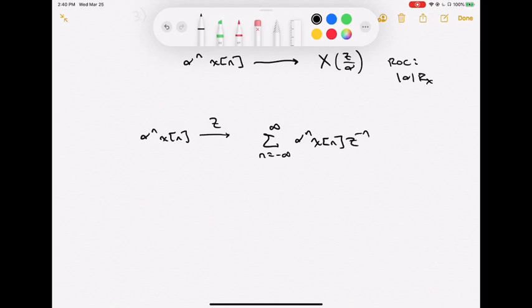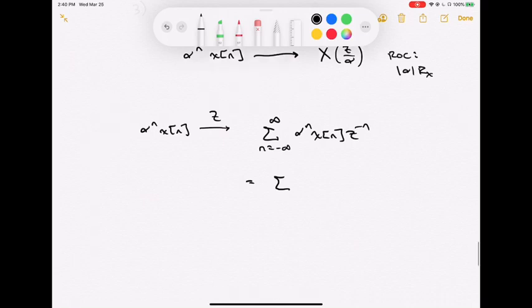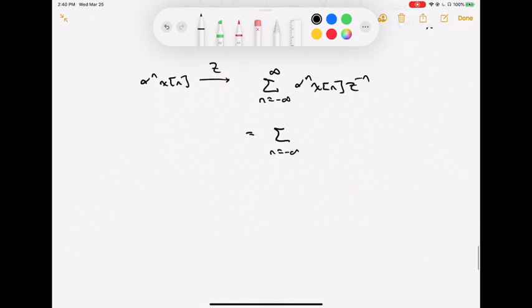I'm going to go ahead and just combine my alpha to the n and my z to the minus n. So this is a direct, easy kind of combination. I still have a sum, n going from minus infinity to infinity. Alpha times z to the minus n is just alpha to the n over z to the n. I have two different bases, but the same exponent, so I can write that as alpha by z to the n, and I'm multiplying that by x of n. What we recognize here is that this thing looks exactly like the z transform, not of the variable z, but of the variable alpha by z.